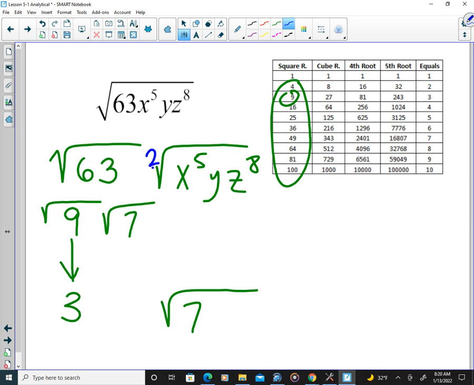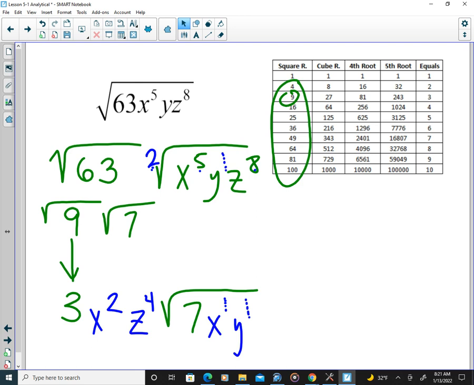So how many times does 2 go into 5? It goes into it twice with 1 left over. And then does 2 go into the variable? Does 2 go into the exponent on the y? Does 2 divide into 1? No. So you can't pull out any y's. And then last, does 2 go into 8? Yes. Goes into it 4 times with no remainder. So my answer is 3x squared z to the 4th square root of 7xy.